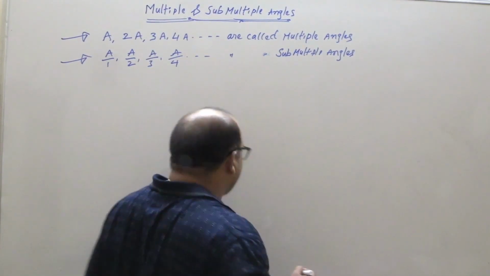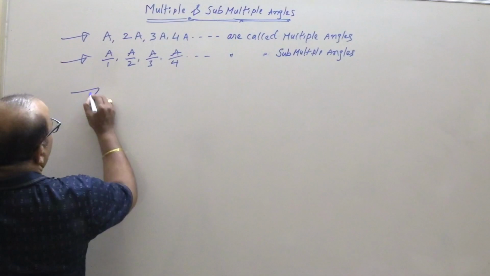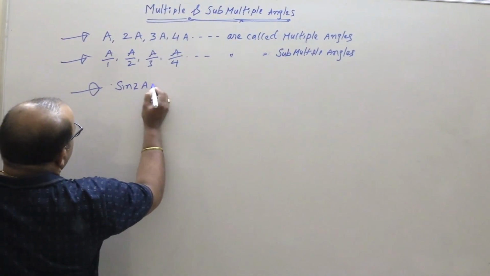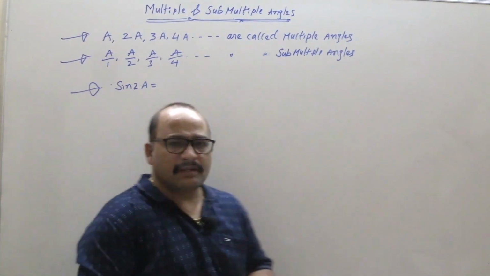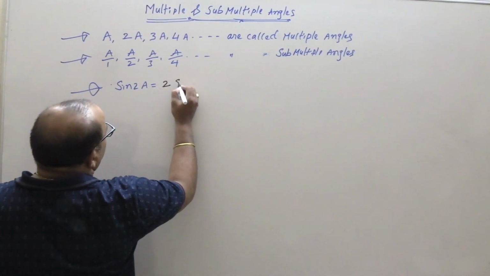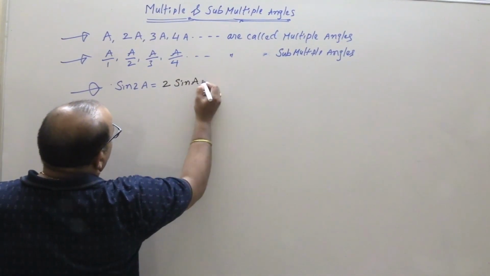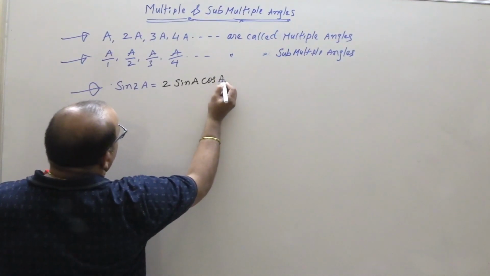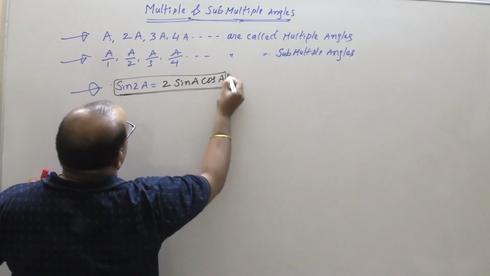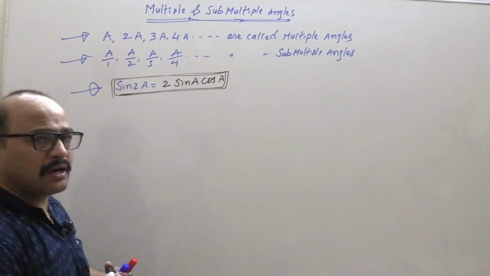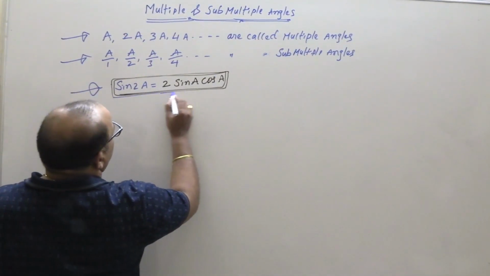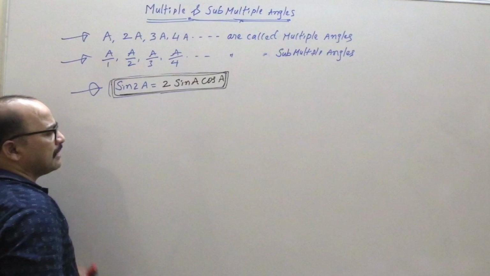Formula number 1: sin 2a is equal to 2 sin a cos a. This is the formula. Now I am going to prove this result. Sir, what is the proof of the sin 2a formula, 2 sin a cos a?